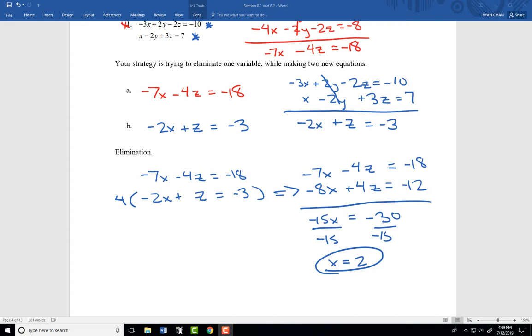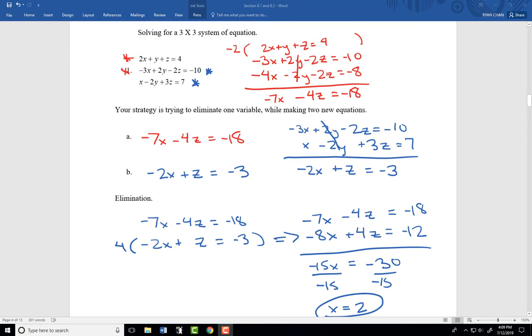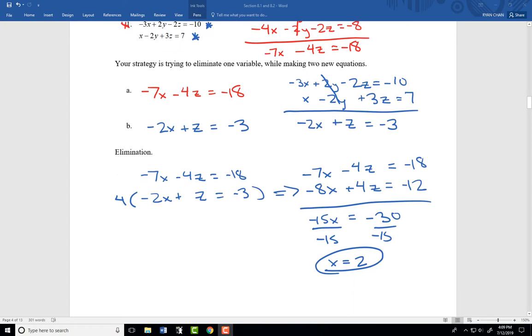What I'm going to do next is plug it back in. It's very similar to solving a 2 by 2. Once you find one of your letters, you plug it in to find the other one. We're going to do the same thing. Now, notice I cannot plug my 2 back into my original equation, because I have y and z, so that's not helpful. However, I can plug this back into one of my 2 by 2s, okay?